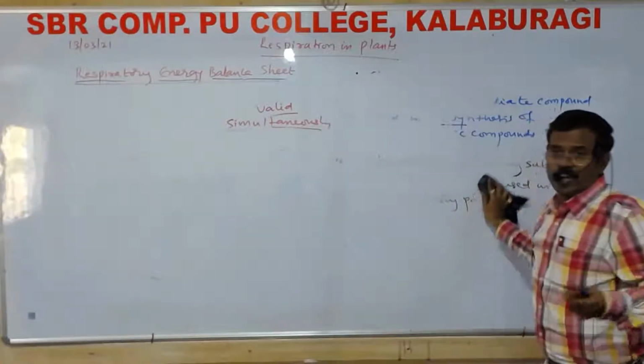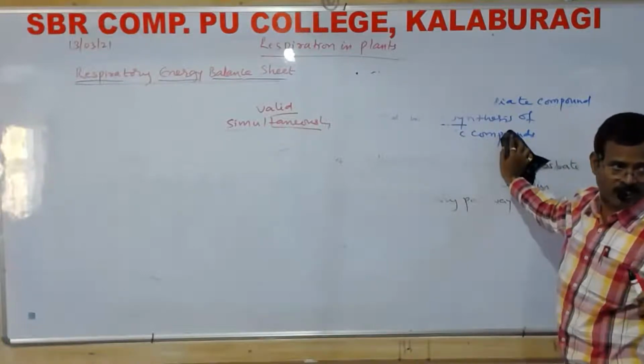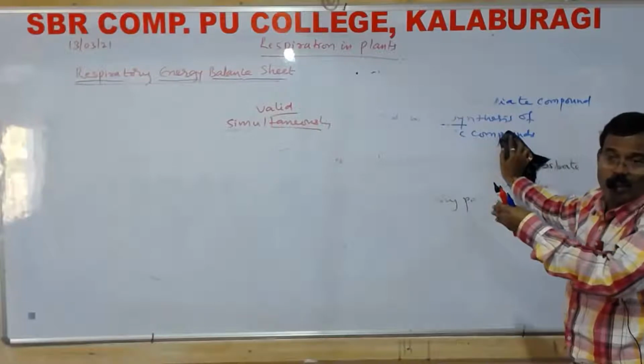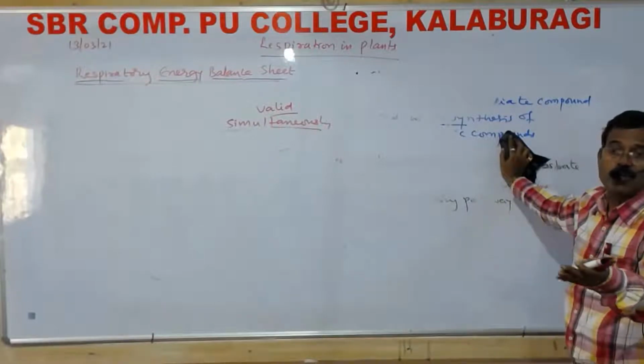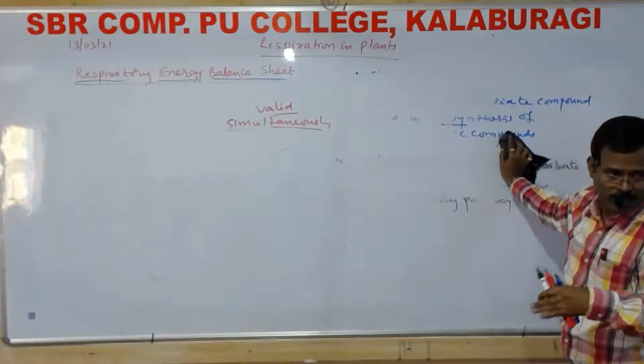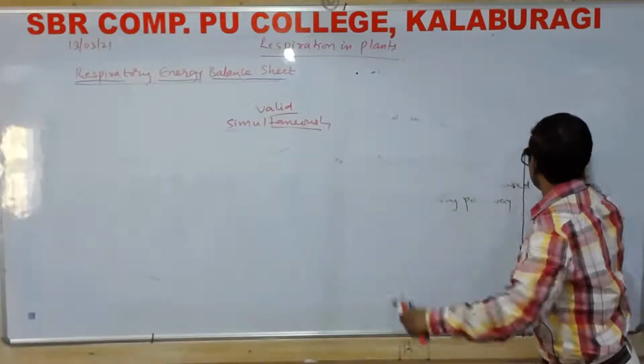Actually, the intermediate compounds which are synthesized during Krebs cycle are in turn used in the synthesis of other organic compounds. The assumption says no intermediate compound is used in the synthesis of other organic compounds, but it is not true. Intermediate compounds are also used in the synthesis of other organic compounds.